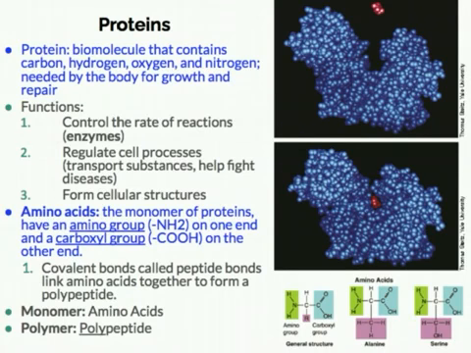An amino acid is the monomer of proteins. They have what we call an amino group and a carboxyl group on the other end. And we're going to look at the structure of an amino acid momentarily. Covalent bonds called peptide bonds link amino acids together to form a polypeptide. So the monomer of proteins is amino acids and the polymer of proteins is what we call polypeptides.